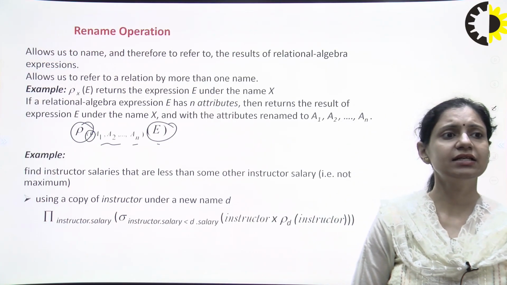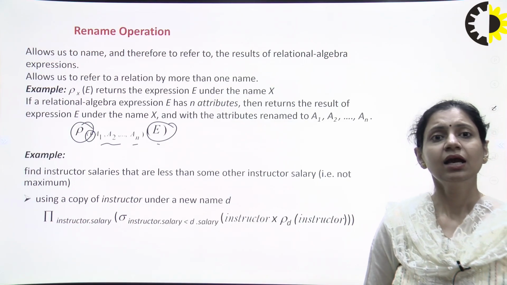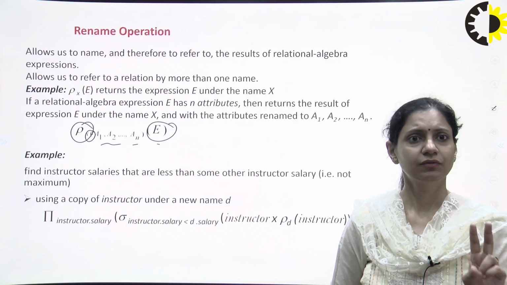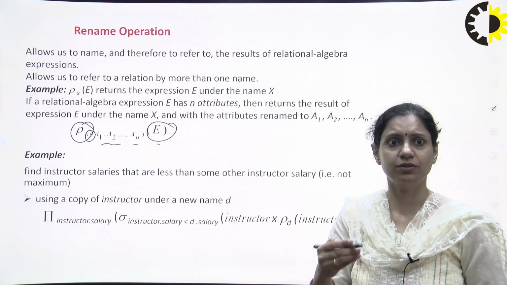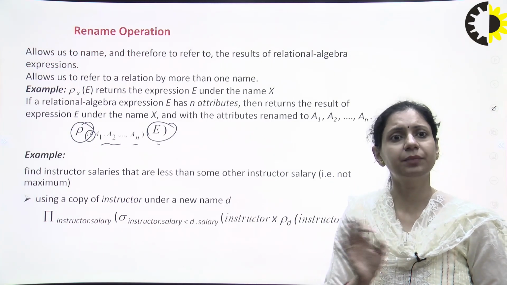It says find the instructor salaries that are less than some other instructor salary. That means we are communicating with the same table in one condition. And we need to have the Cartesian product also, because when we have the two columns all together, we are able to compare the two.